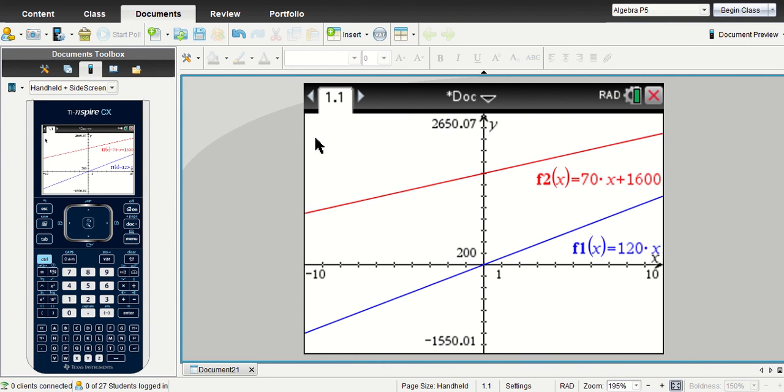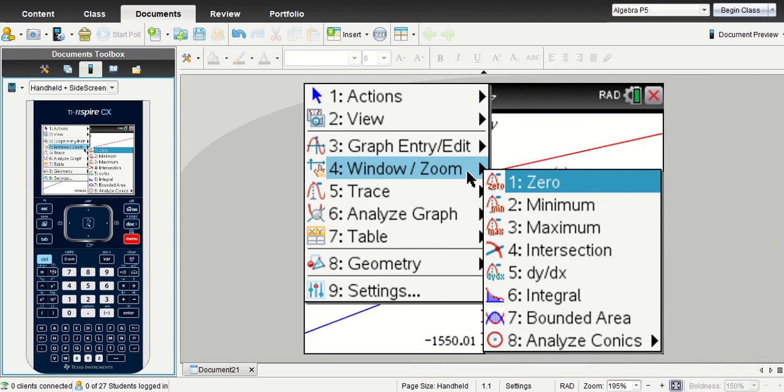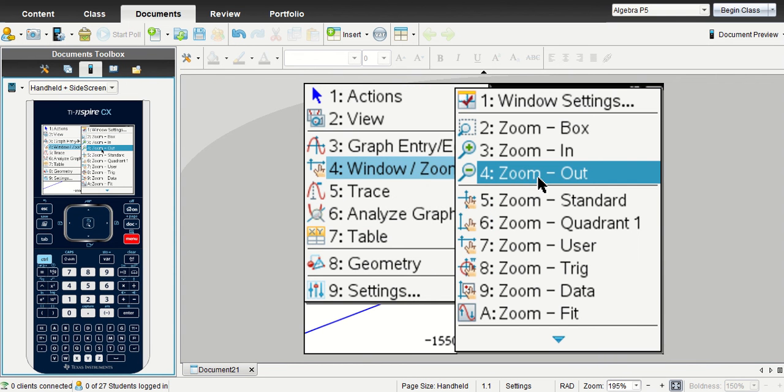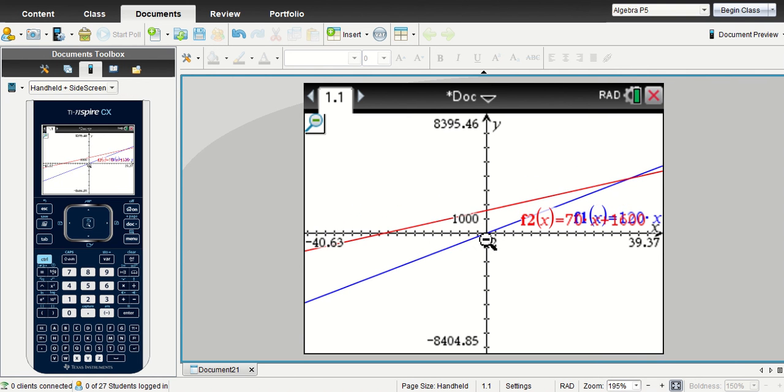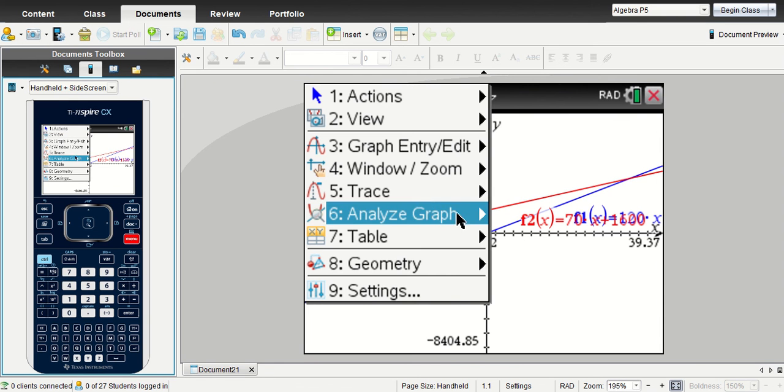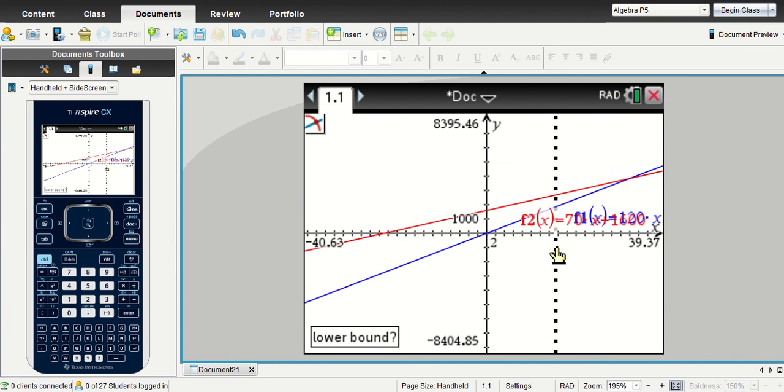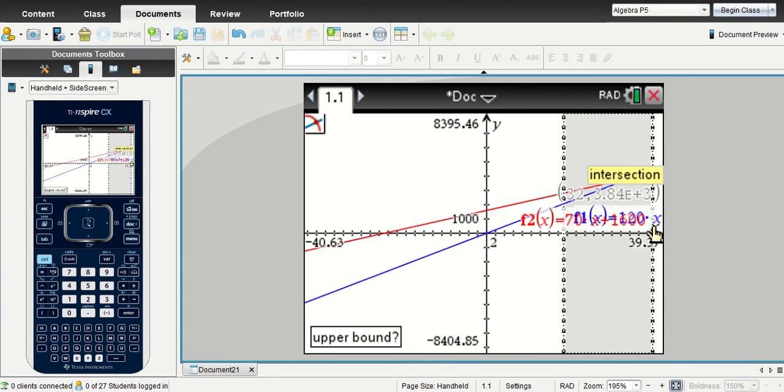I might actually want to zoom out here. It's going from an x of 10 to negative 10. So I can just zoom out, click at the center, and make these bigger. And then there we go. Now I can see where these are going to intersect. So let's find that point first. We're going to go to Menu, Analyze Graph, Intersection, and we're going to zoom in on the intersection point.